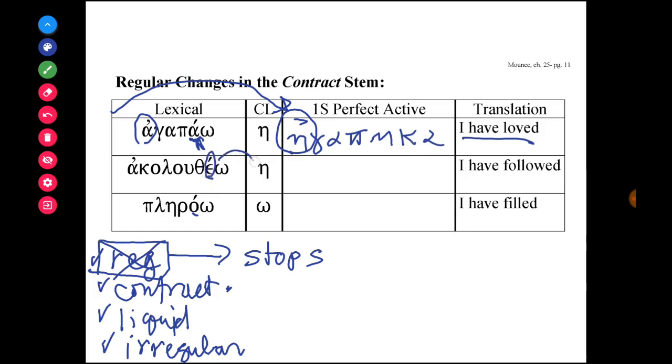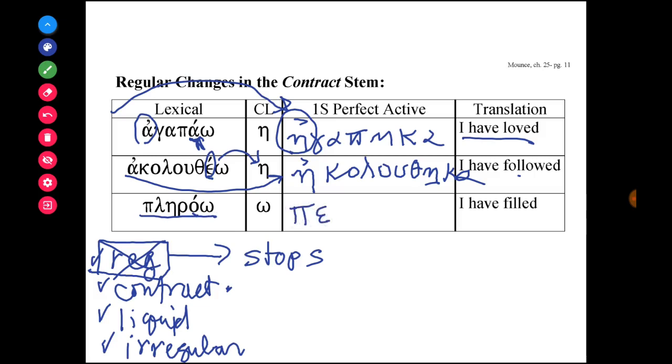For the epsilon, it also compensatory lengthens to an eta. So my reduplication here is this alpha turning into an eta: a, ka, lu, and here's my compensatory lengthening. Apalutkeka is I have followed. And then for plerao, here's my reduplication, pe, play, and this is an omicron. This compensatory lengthens to an omega. So pe pleroka, oops, I forgot the rho. There we go. Pe pleroka is I have filled.